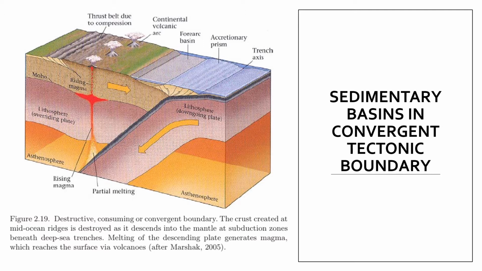Another added factor is partial melting, which results in rising of magma, which increases the heat. Too much heat can turn your petroleum into gas, so most of the time you can expect just gas in convergent boundaries.